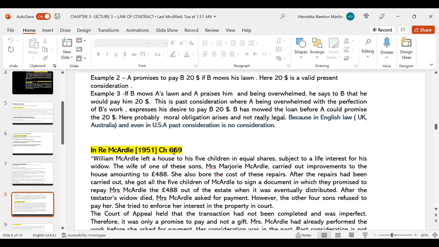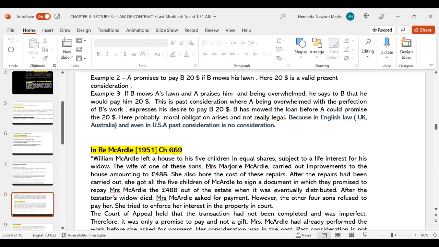Now, next example. If B just goes and mows A's lawn, and A sees, wow, it's a surprise. He praises him and says, good job. He's very happy. A says to B, you've done a great job. And then he says, okay, I will pay you $20. So this is a past consideration. A has been elated, overjoyed, overwhelmed with the perfection of B's work, and B has just gone over and mowed his lawn. And then A expresses his desire: okay, B, I will pay you $20.